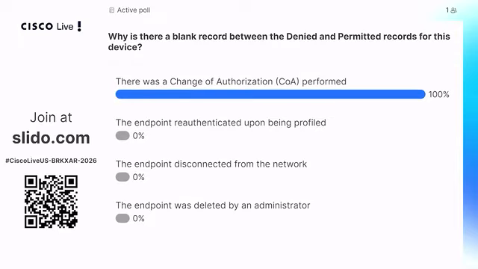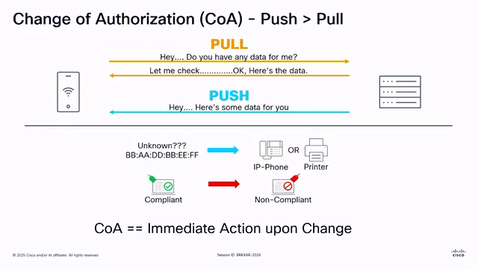Okay, we got change of authorization. Anybody else? Somebody else has played with ICE, I think, because it is a change of authorization, right? So SNMP, like I said, is very poll specific. I will also say that COA is a push versus a pull mechanism. I'm a little bit old.